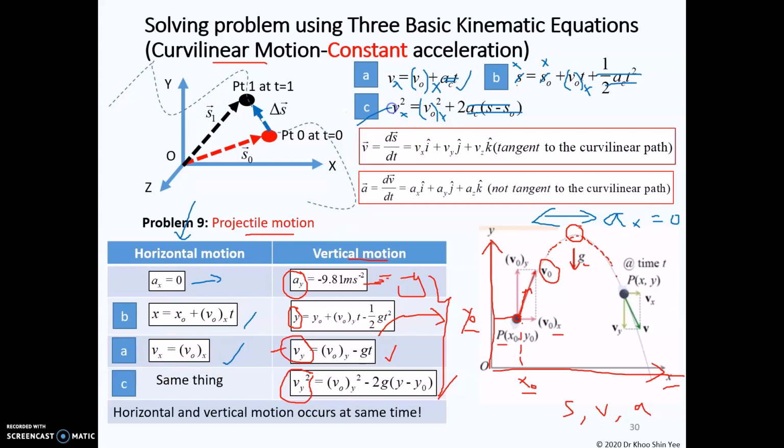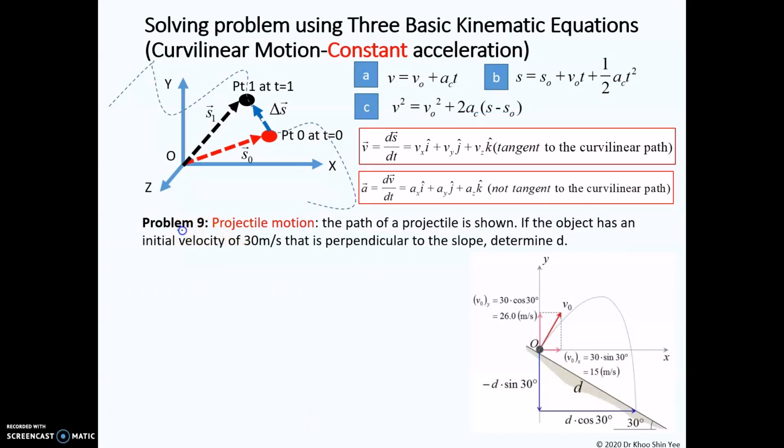And you see for the equation C, if you take the square root on both sides, you obtain the same equation. These three equations can be used to find the kinematic parameters for the displacement and velocity. Although we perform the calculation for the horizontal motion and vertical motion separately, for the projectile motion, you must know that the horizontal and vertical motion occur at the same time. Let's try to solve this problem.